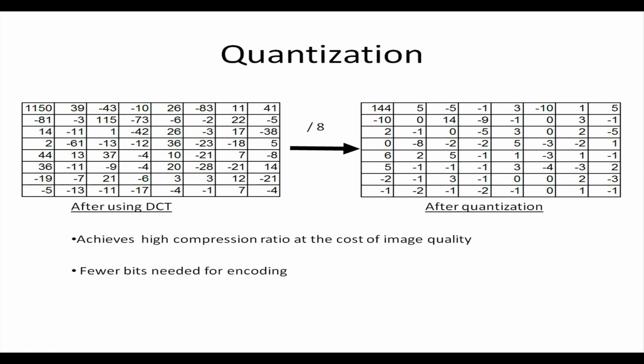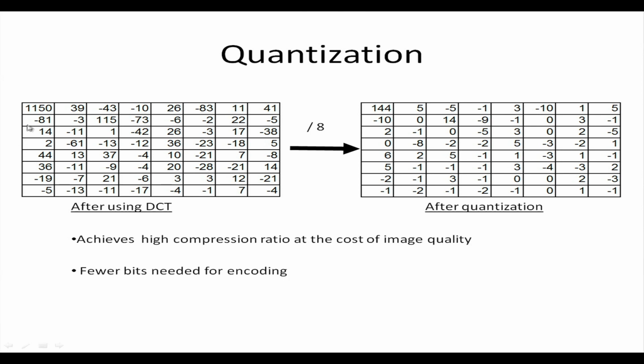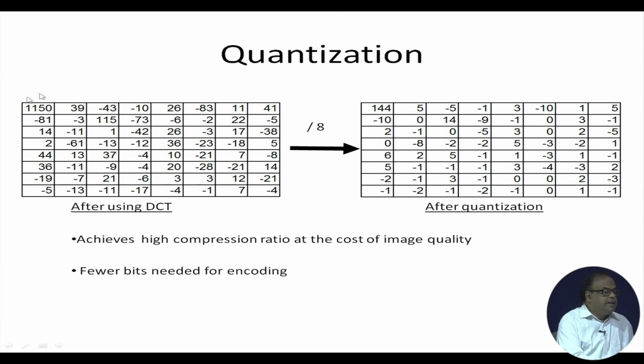So, I have taken an image, taken an 8 by 8 block out of it, and then applied the DCT. After the DCT, I get this 8 by 8 matrix. So, you can very well see that this part has got a value 1150, 39, minus 81. Look at the absolute values of this. So, these are the essence of the image. As we go down here, this is minus 4. In that way, I have got it.